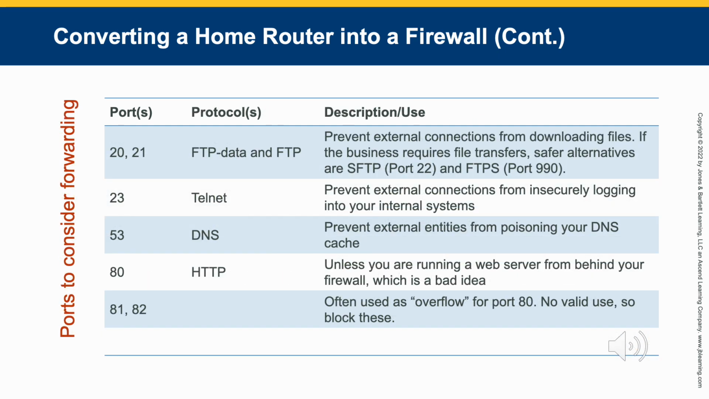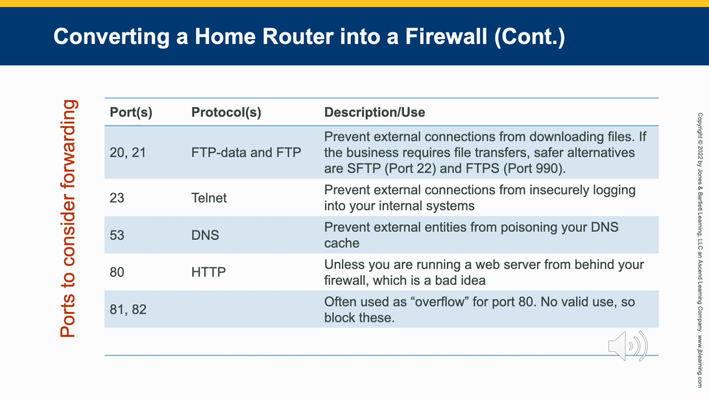Here are some ports that you might consider blocking. Ports 20 and 21, which are FTP data and FTP, File Transfer Protocol. That prevents external connections from downloading files if the business doesn't require file transfers. For safer alternatives, you can use secure SFTP, port 22, or FTPS, which is 990.